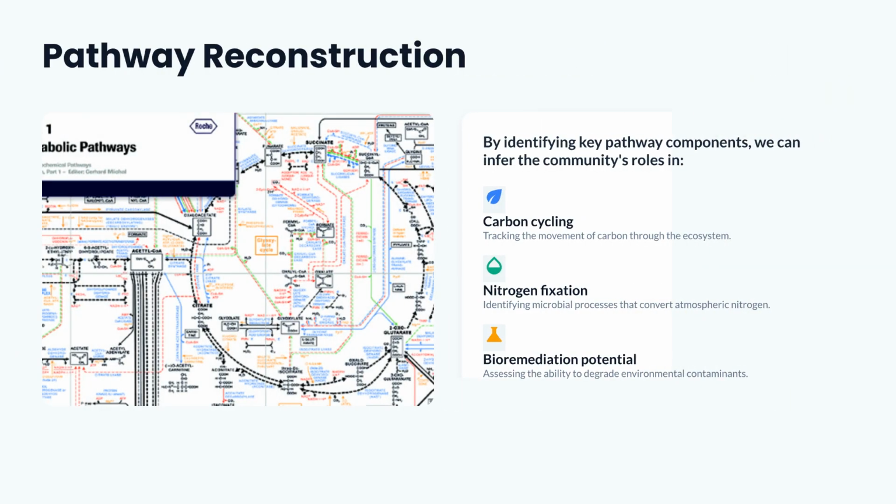Pathway reconstruction identifies key components to infer the community's roles, such as carbon cycling, nitrogen fixation, and bioremediation potential.